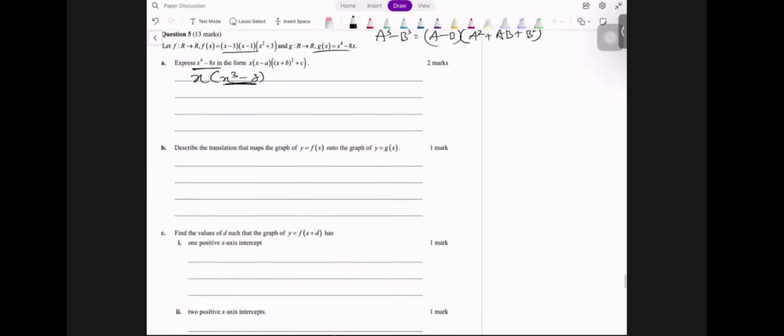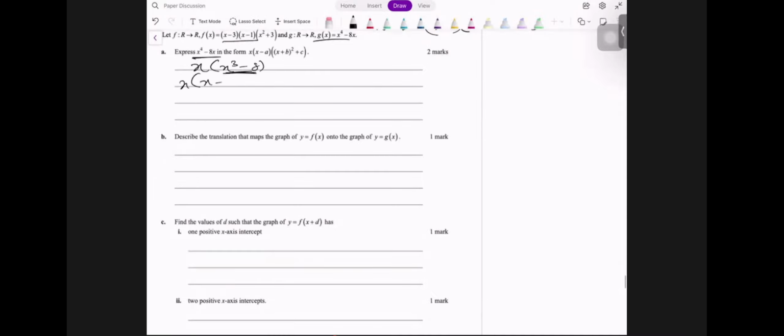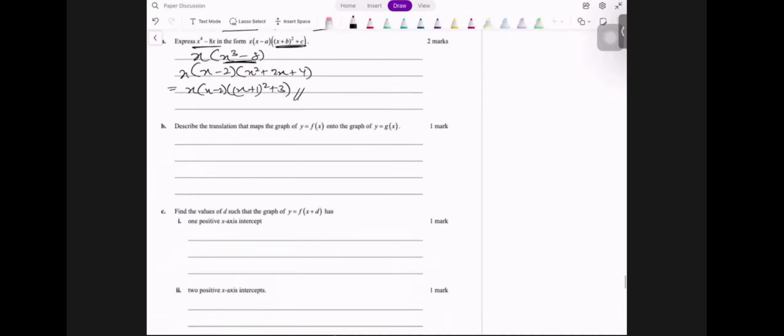And there's this formula that you can use. So x times x minus 2 times x squared plus 2x to x plus 4. And here, because you're looking to complete the square, you have x minus 2. This would be x plus 1, the whole squared, minus 1 plus 4, which is just plus 3. And that's your expansion there.